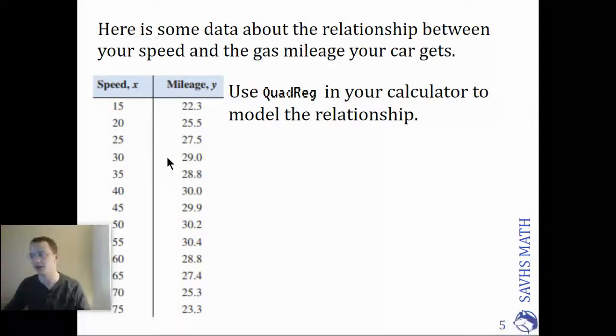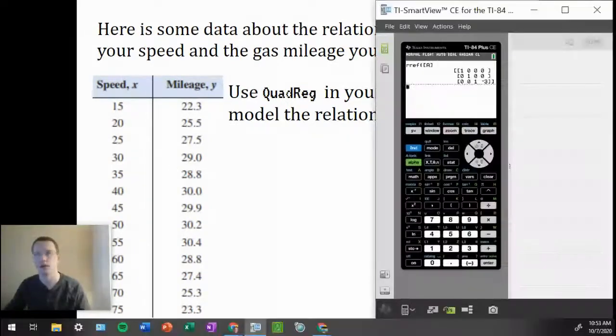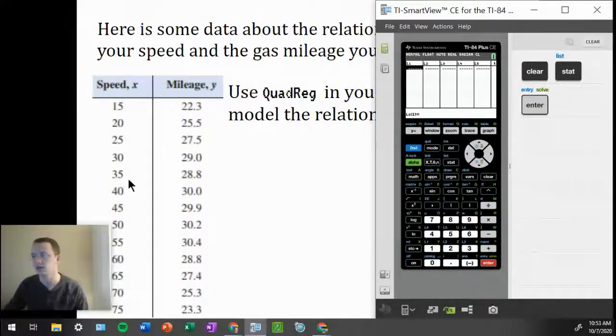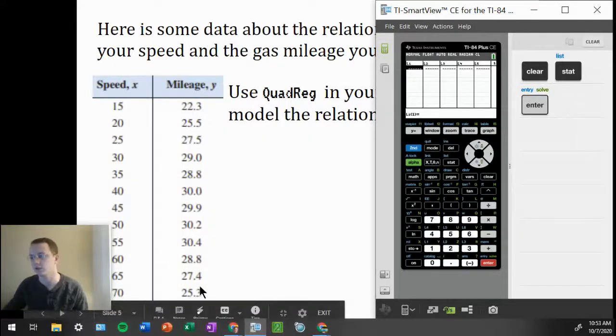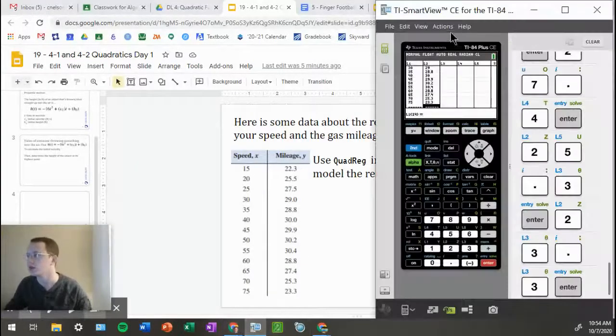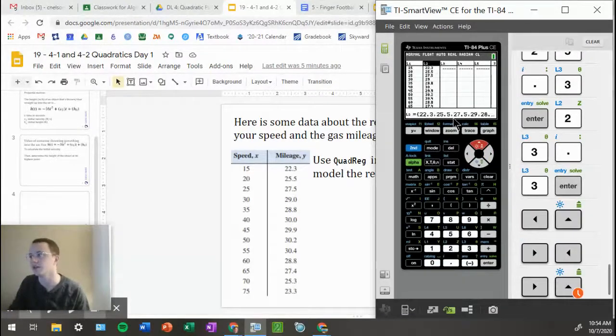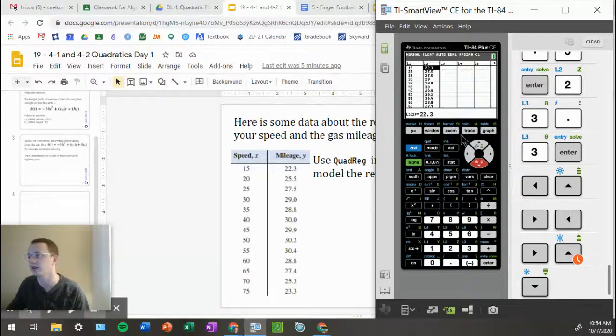So I'm going to open up my TI-84 right here. I'm going to go to stat and then edit, and then I'm going to type in these values for X and these values for Y. So this one's going to go in L1 and this one's going to go in L2. Okay, so you can see that I have the data in my calculator right here. Make sure again that the L1 and the L2 have the same number of data points in there. Otherwise, one, you made a mistake, but two, also your calculator will give you an error.